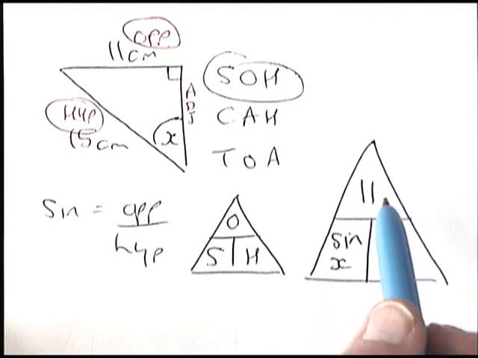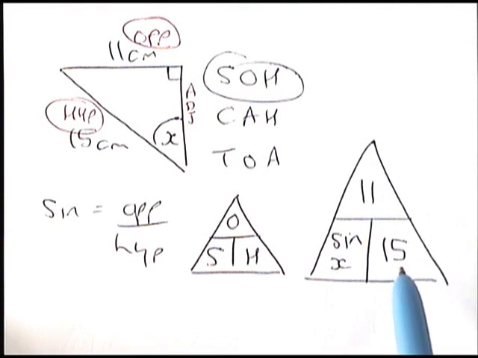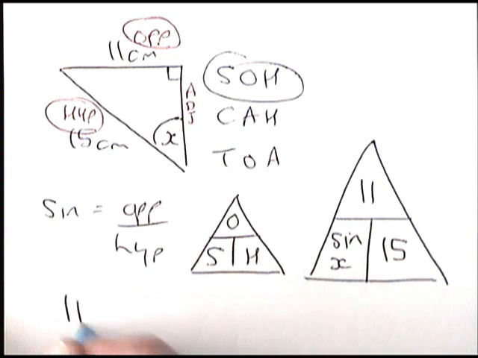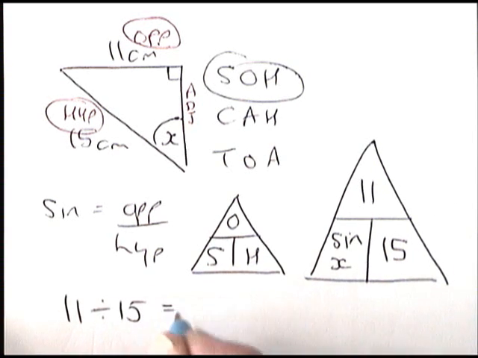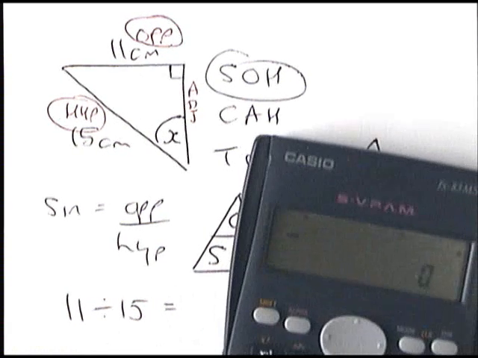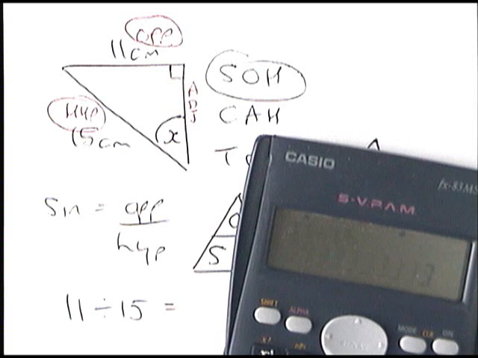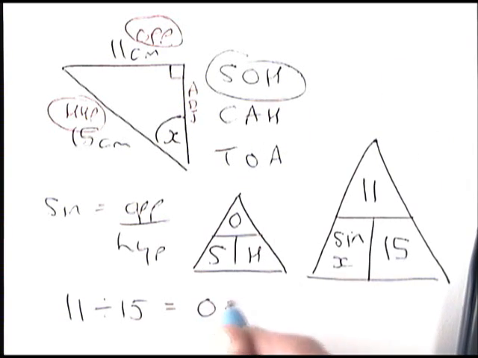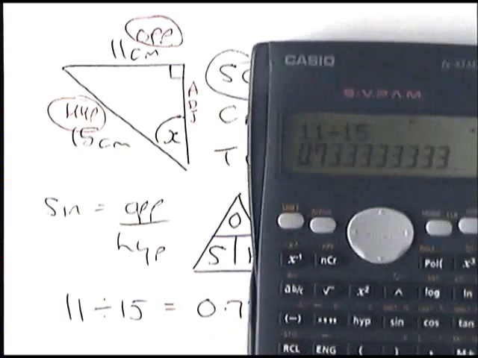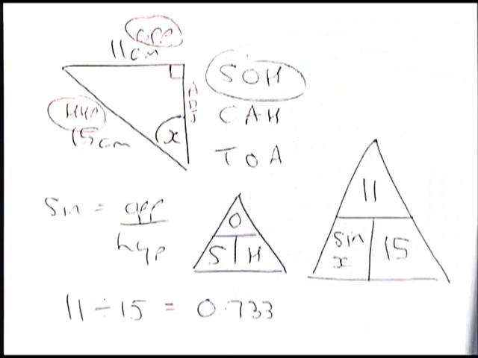When you get to this stage, you'll always have one number at the top, one number at the bottom, and you do a divide. I need to do 11 divided by 15. So you do that on a calculator. 11 divided by 15 will give you a decimal. It's given me 0.733, and I will write that down. I won't clear it from my calculator screen, though. I'll keep it there.